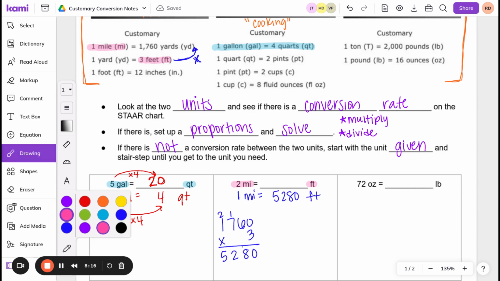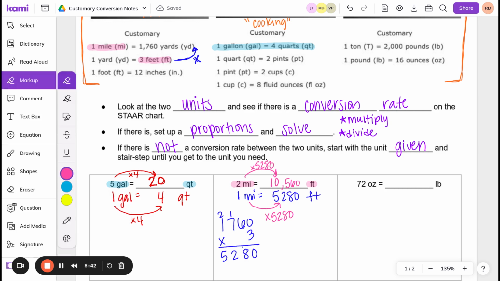From here, we want to turn a 1 into 5,280. So we're getting bigger. So we're going to multiply. Whatever we do to the bottom, we do to the top. So 5,280 times 2 is 10,560 feet.